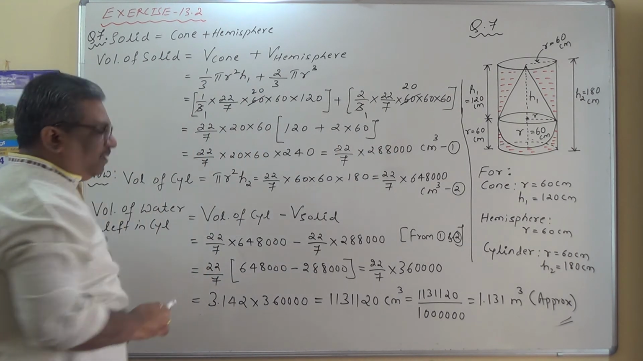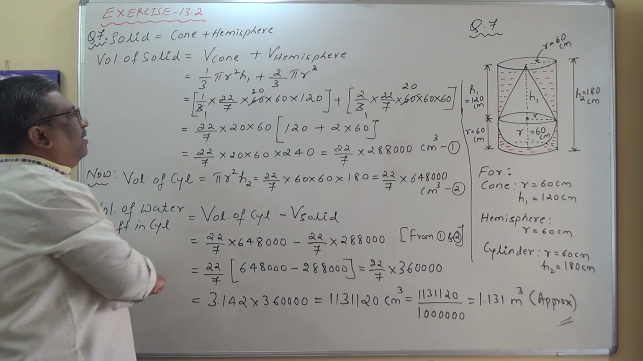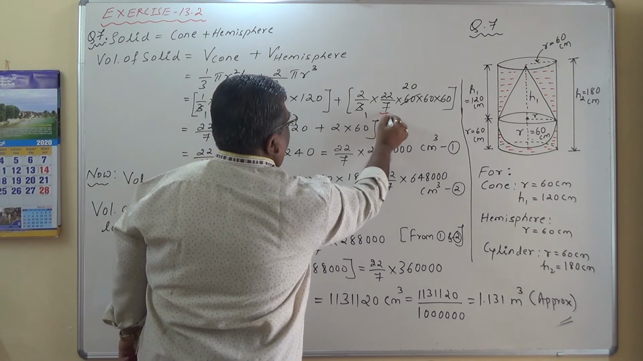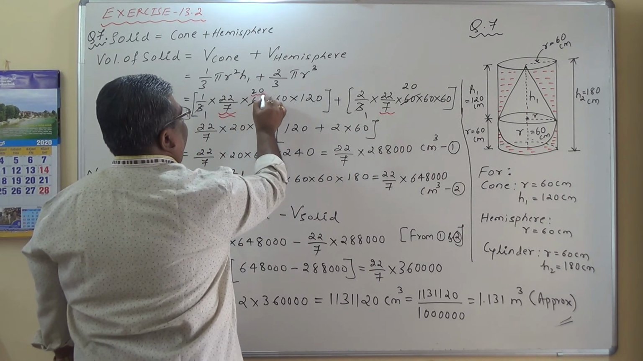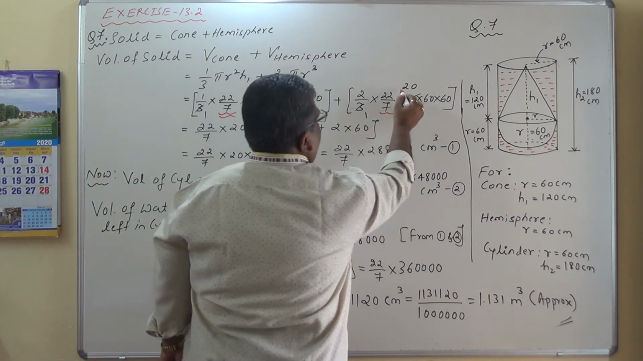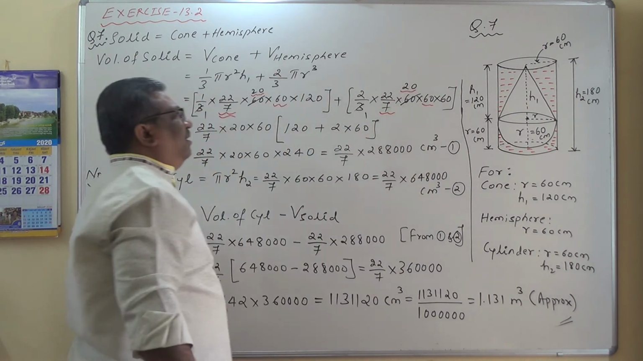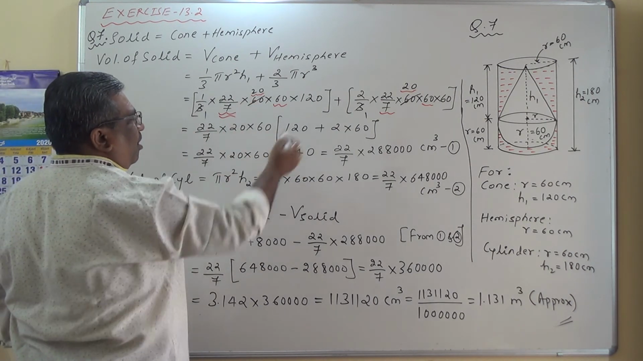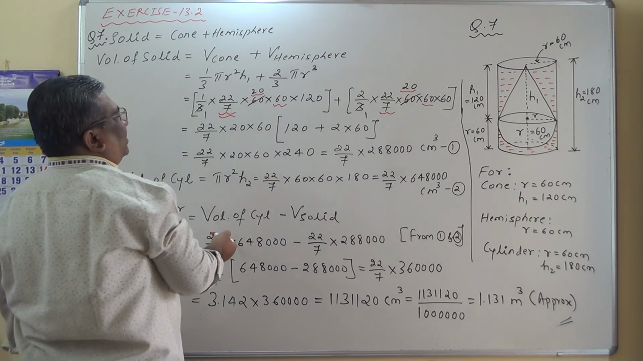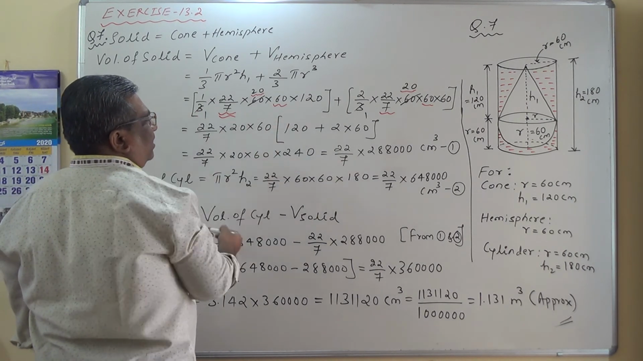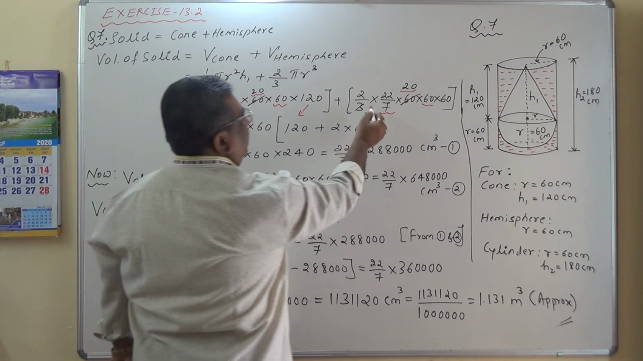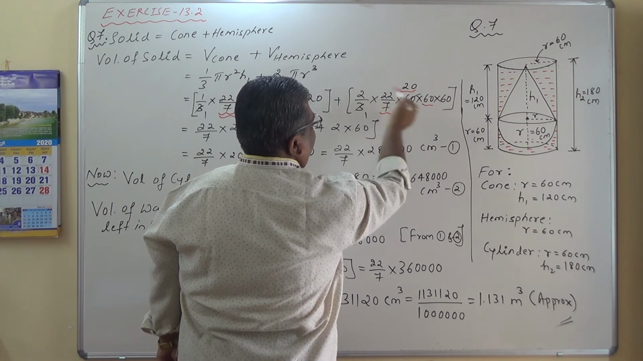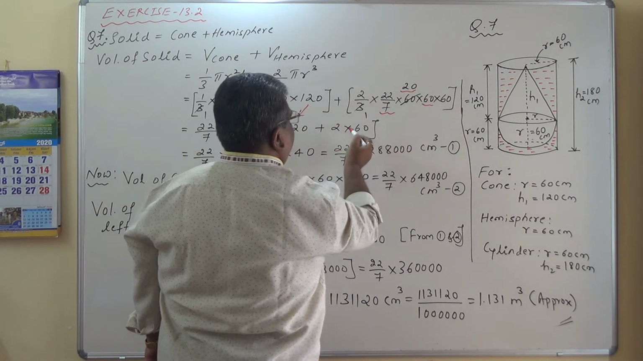Now what I can do here is something like this. See, this 22/7 is common here also and here also, and this 20 and 60, this 20 and 60. These three numbers I am taking out, 22/7 into 20 into 60, which are common. So inside the bracket left is basically this 120, which is there here, and here it is 2 into 60. This 22/7, 20, 60 has gone out. 2 into 60 is left inside.